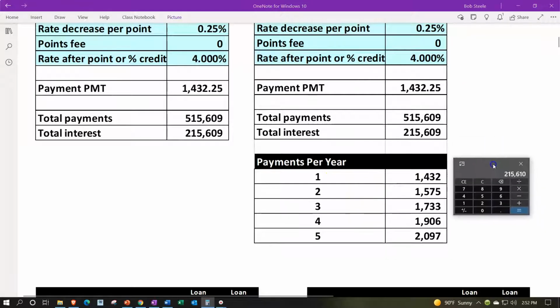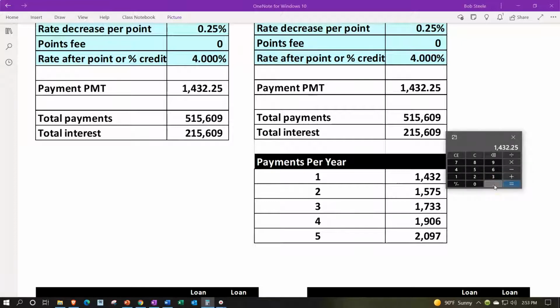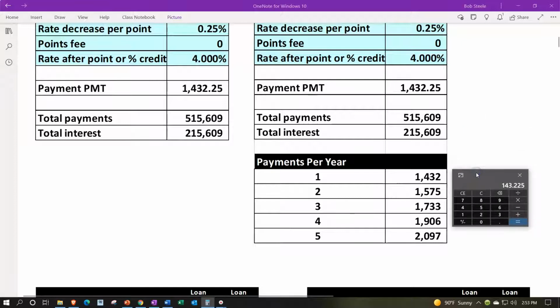So we're going to assume in the second scenario, in year one, we pay the 1432 about, and then we're going to increase by 10%, or 1432.25 times 0.1. So we would increase it by the 143, adding that to the 1432.25 would give us about the 1575. And we can also calculate that by simply taking 1 or 100% plus 0.1 or 10%, 1.1 times the 1432.25, which would give us the 1575.